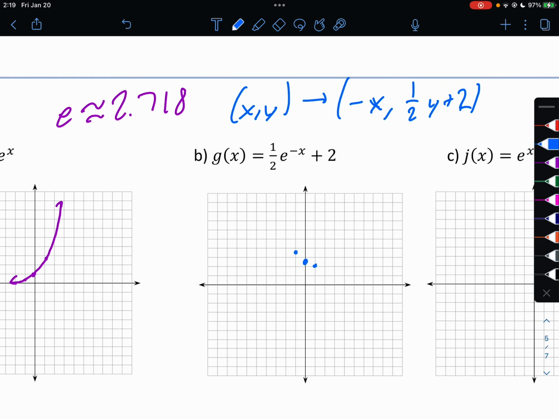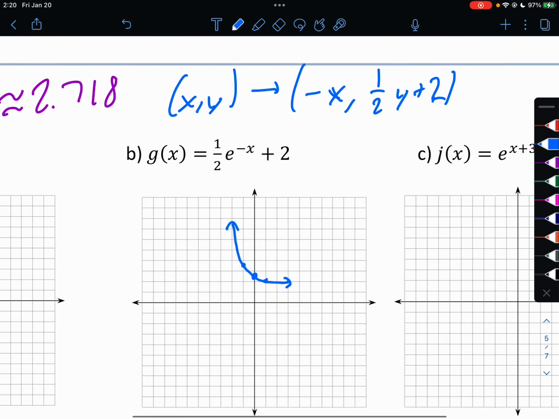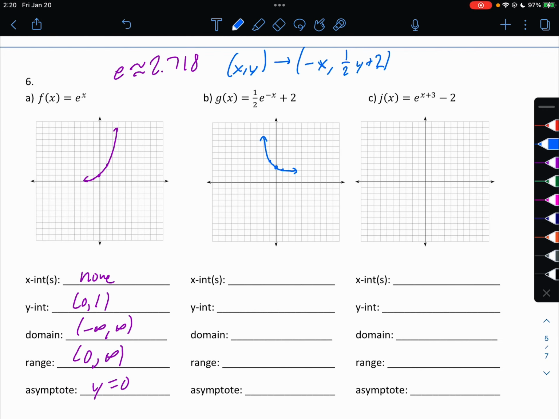All right, so our graph then is going to look something like this. It should never cross y equals 2 because of that plus 2 there. So again, no x-intercepts. The y-intercept here, when we put 0 in for x, it should be 2.5. So 0 comma 2.5 or 5 halves. Our domain is, again, all real numbers. Our range is 2 to infinity, and our asymptote is y equals 2.